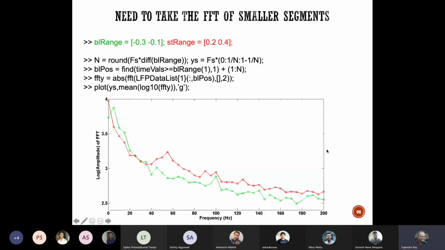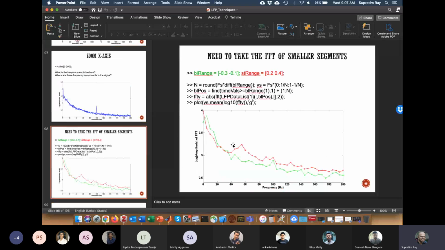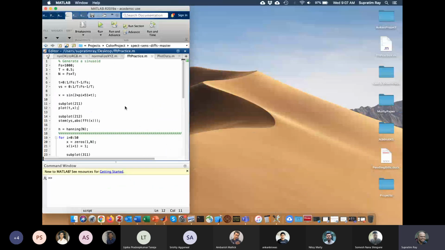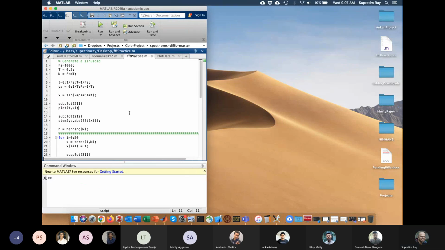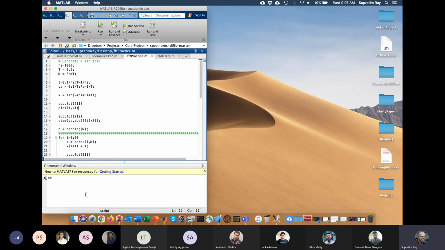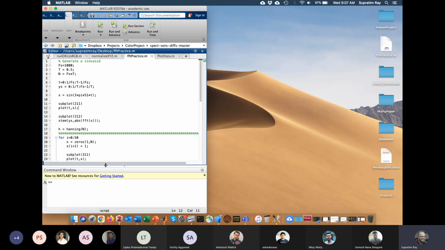Okay, so before doing this windowing, I will go back right now and do a little exercise here. This is how we were learning about Fourier analysis by writing small codes. Okay, so let's look at this little code. This is the same program that I had emailed.